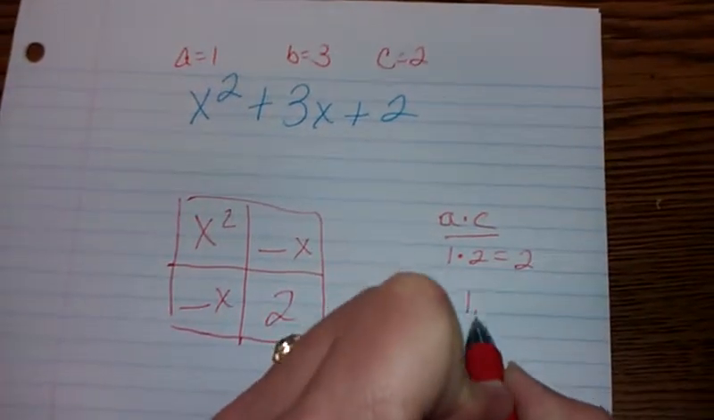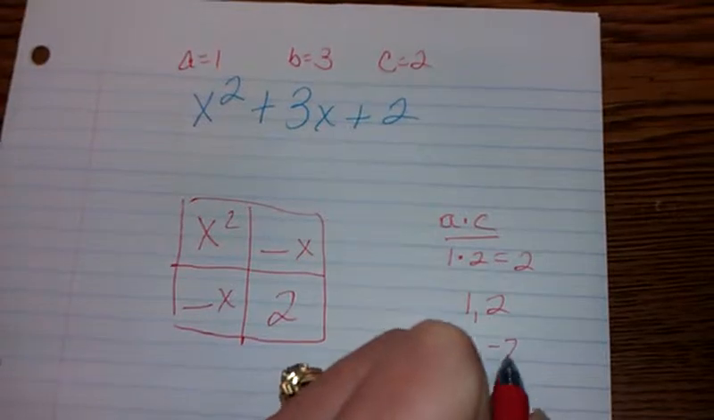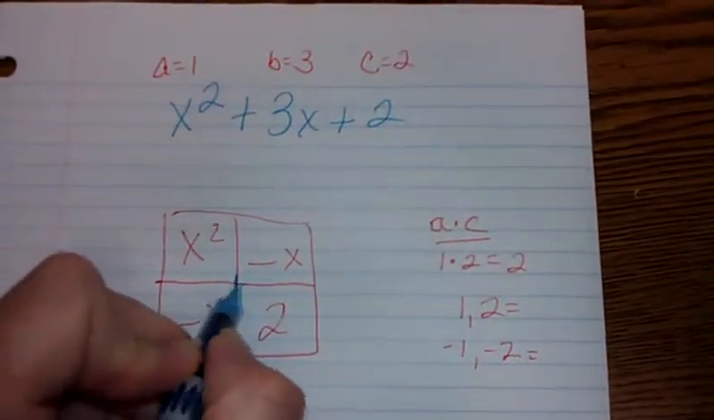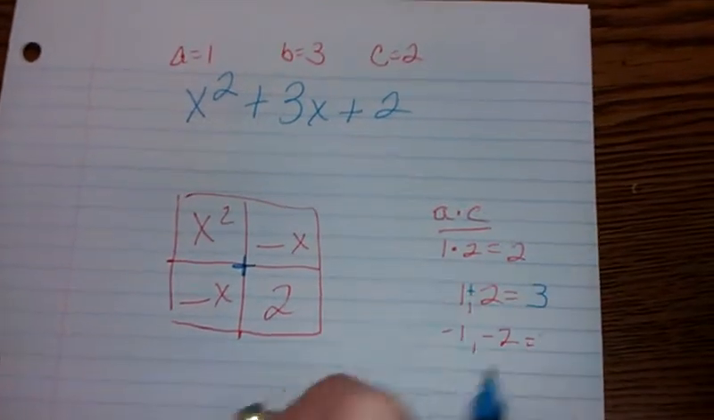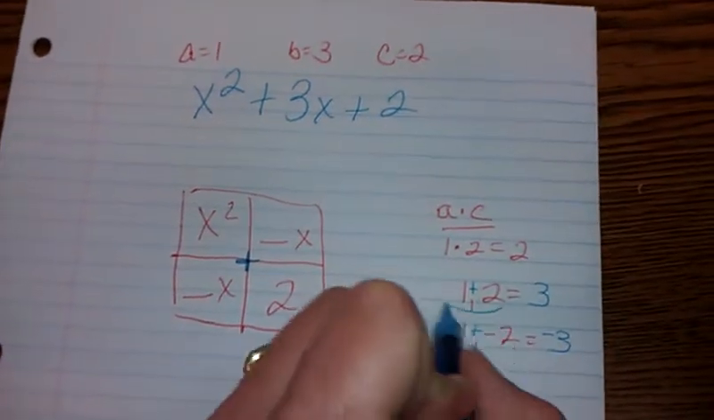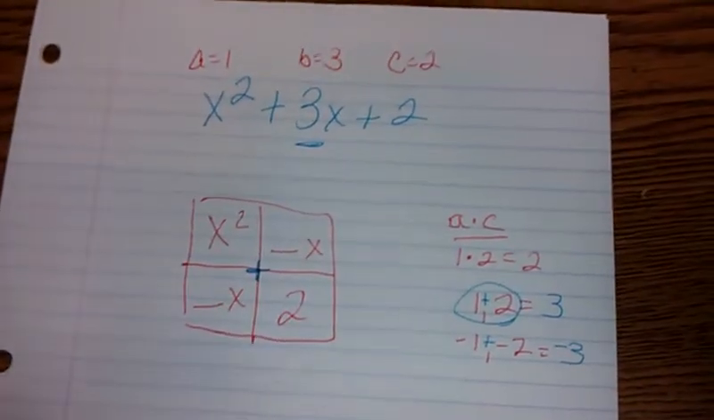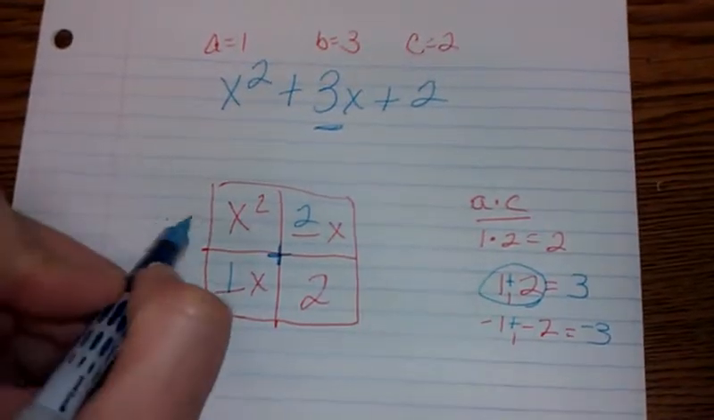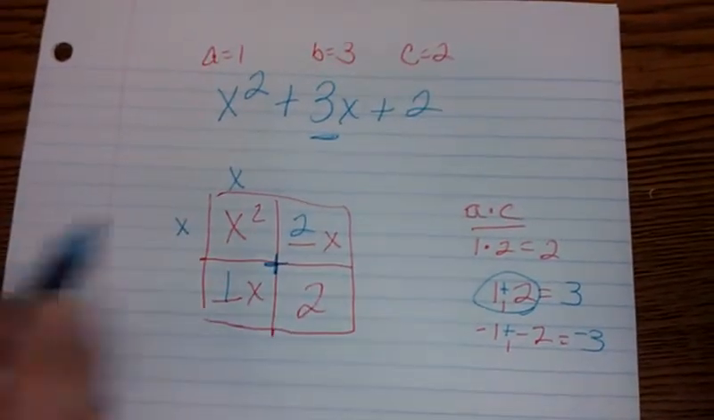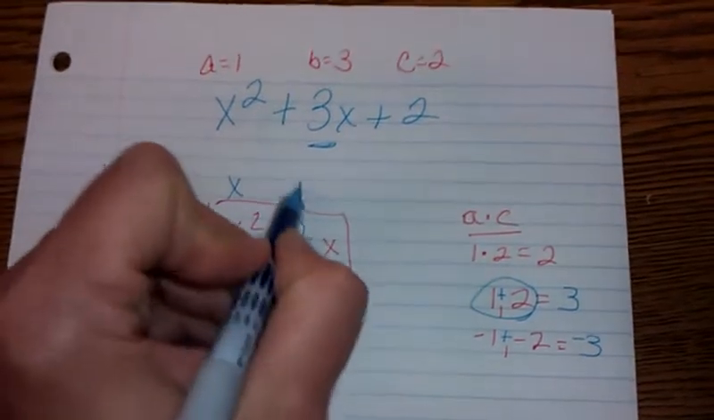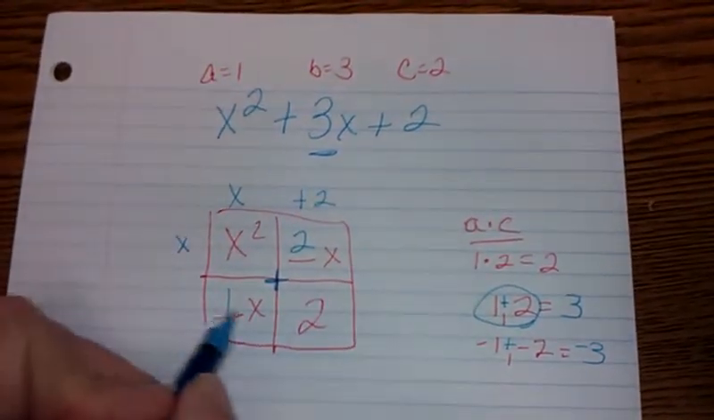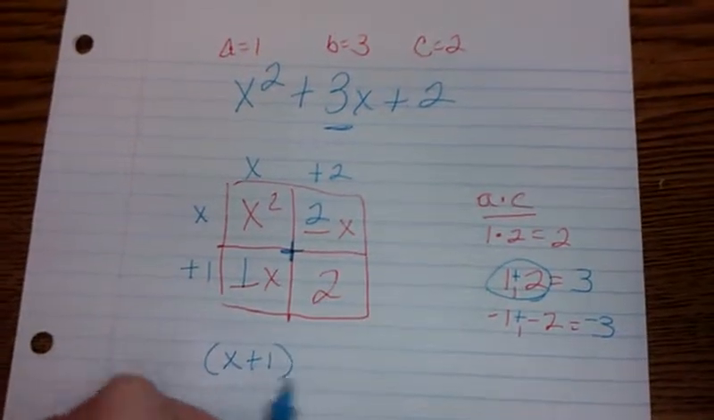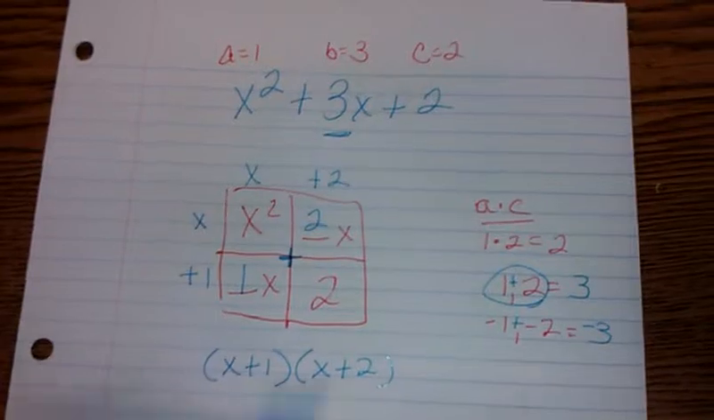The factors of 2 are 1 and 2, or negative 1 and negative 2. When I add these together, remember, because these two terms add together, I get 3 and I get negative 3. 3 is what I need, and so I put a 1 and a 2 there. To split up x squared, I have x and x. X times what is 2x plus 2. X times what is 1x plus 1. My solution is x plus 1 times x plus 2.